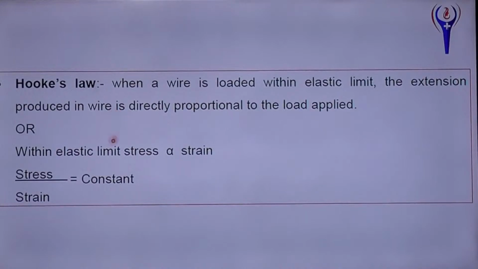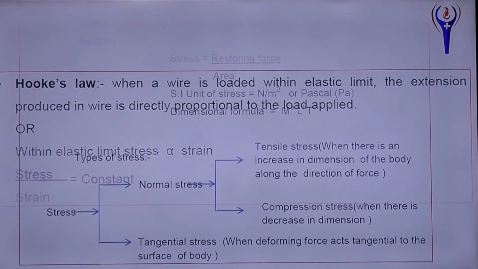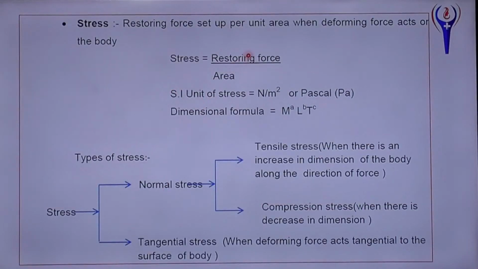Hooke's law states that within elastic limit, stress is directly proportional to strain, or stress by strain equals a constant. Stress is nothing but restoring force per unit area. Its unit is Newton per meter square or Pascal. Its dimension formula you should find from A, B, C and all. We will work it out now.